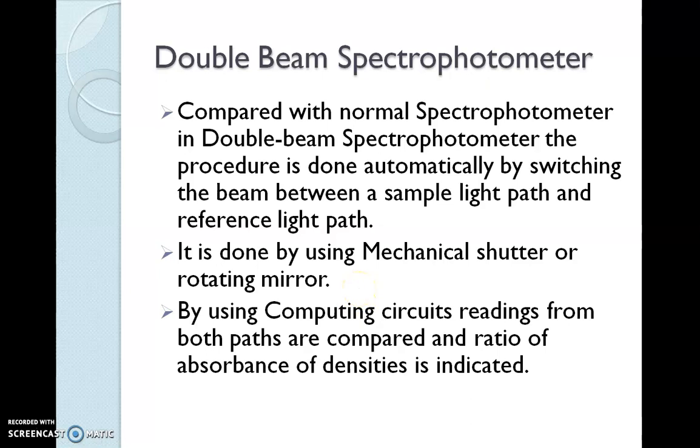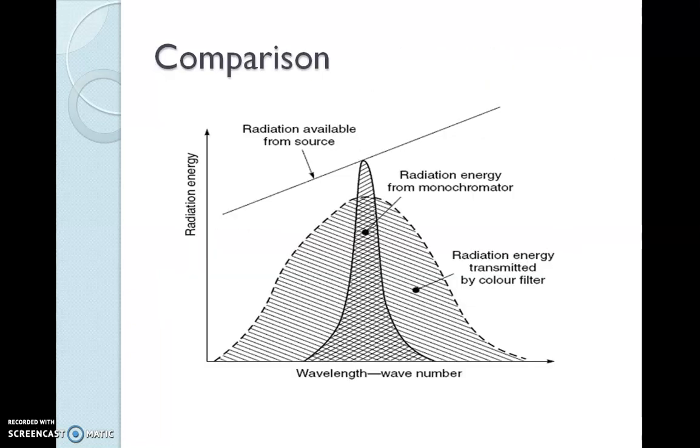Compared with the normal spectrophotometer, in the double beam spectrophotometer the procedure is done automatically, by switching the beam between a sample light path and a reference light path using a mechanical shutter or a rotating mirror simultaneously. That is the main advantage of the double beam spectrophotometer compared with the normal spectrophotometer. By using computing circuits, readings from both paths are compared and the ratio of absorbance or density is indicated in the double beam spectrophotometer.